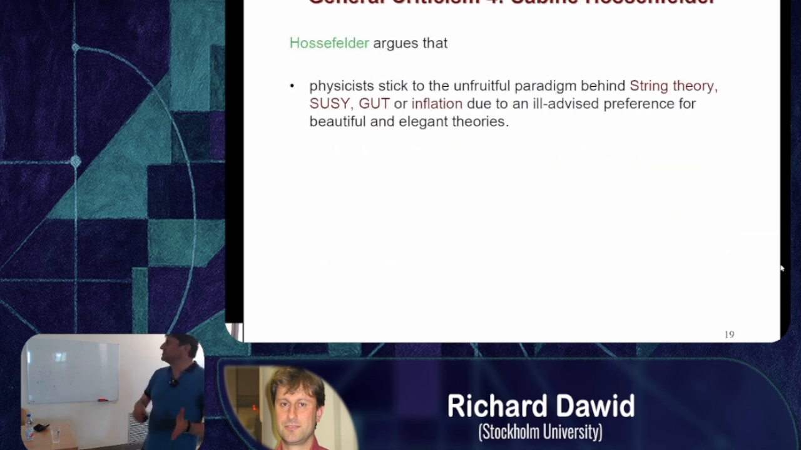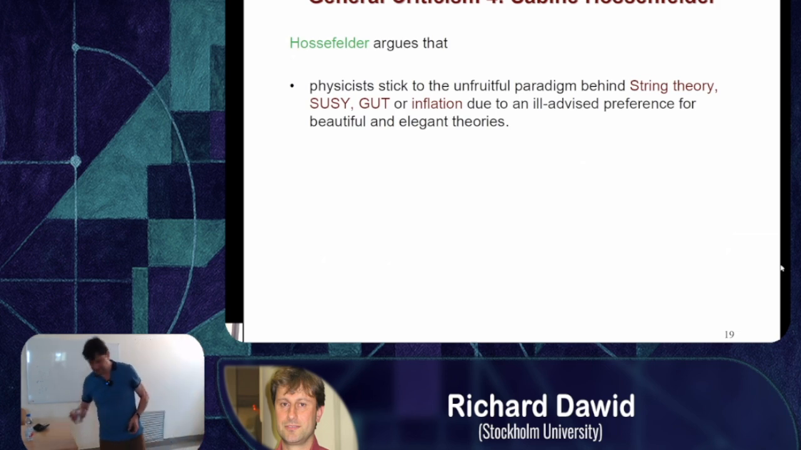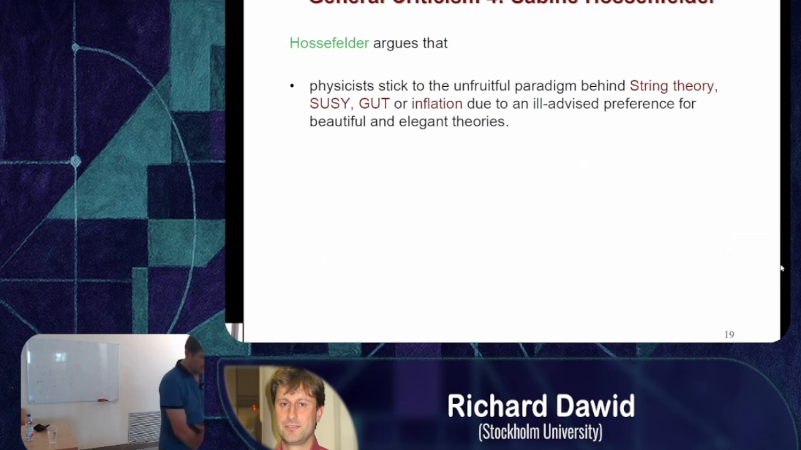A fourth, slightly different perspective on the issue has been presented by Sabine Hossenfelder. Sabine Hossenfelder suggested that physicists stick to the unfruitful paradigm that lies behind much of high-energy physics, such as string theory, supersymmetry, grand unification, or also inflation, which is also a theoretical approach, due to an ill-advised preference for beautiful and elegant theories. So the idea is that fundamental physicists have these unfounded ideas that physical theories must be beautiful, and therefore they try to find beautiful answers to their questions. And that has led them into the situation they find themselves in today.